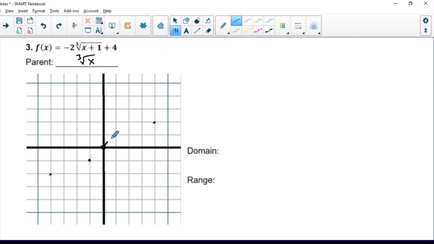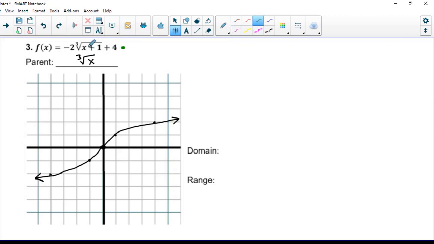So the parent function looked kind of like this. Sort of like the square root, right? This was the square root function, but also going in this direction. And then again, for this graph, you just really want to know what is the shape of the graph.